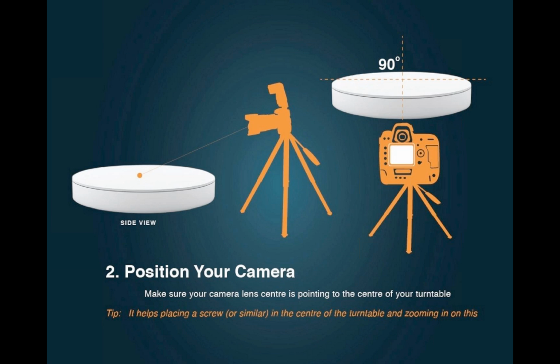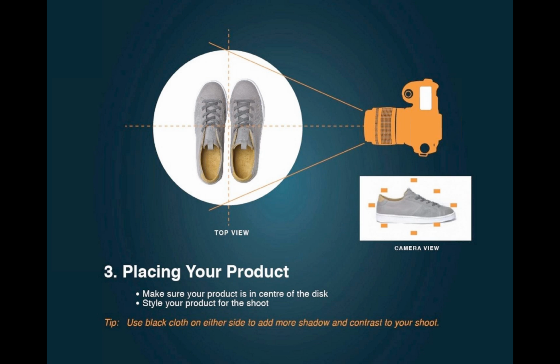And what we used to do is we used to tape down the tripod onto the floor, and we also tape down the turntable onto the floor so that we make sure that it stays in the middle. So on the right hand side here you see the camera view, and that's typically what you see inside a camera when you look through it.